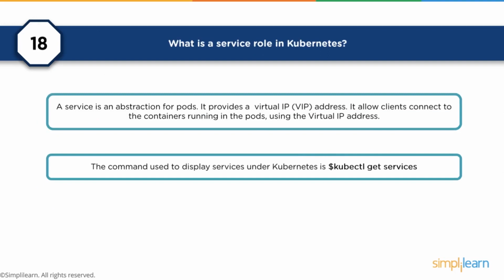So what is a service role in Kubernetes? A service role is an abstraction for the pods. It provides a virtual IP address and allows clients to connect to containers running in the pods using that virtual IP address. And the command that you would use to get that is quite a simple one, using one of the kubectl commands. It's kubectl get services, and you get a full list of all the services that are available.